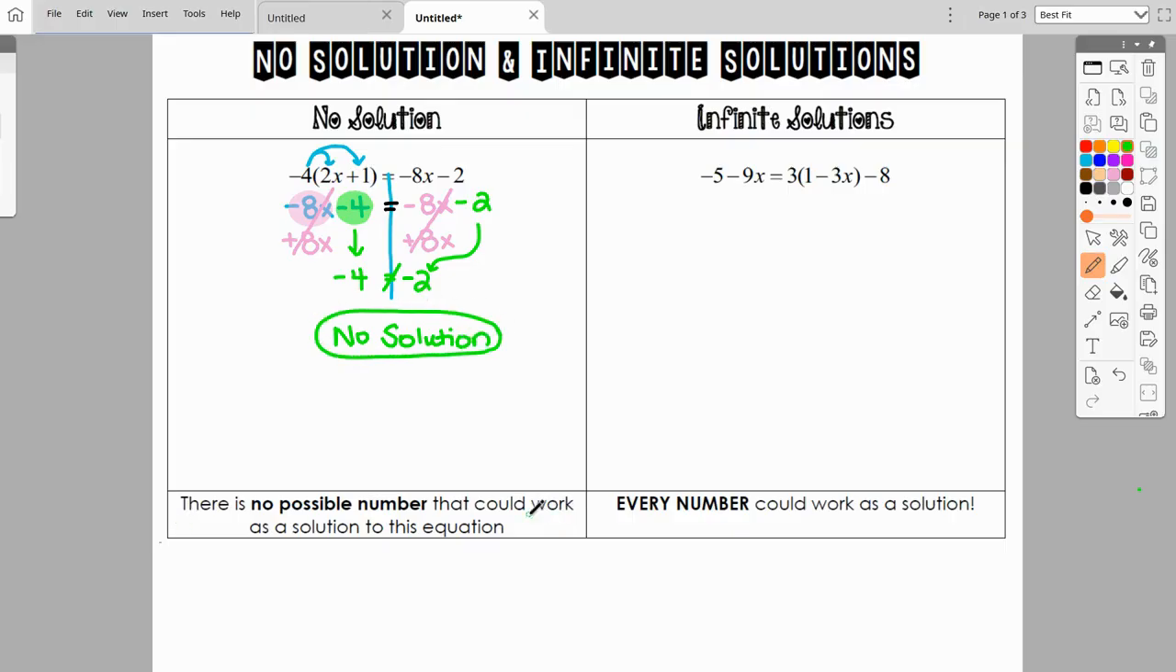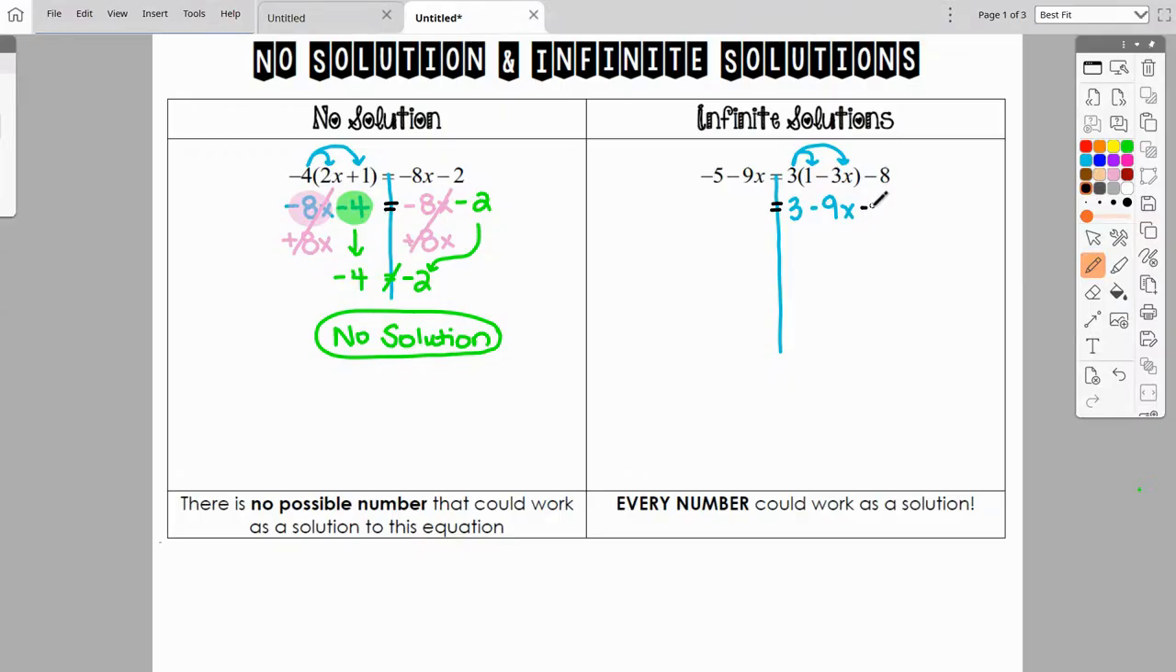At the bottom, I'll just read that there is no possible number that could work as a solution to this equation. That's why we call it no solution. For infinite solutions, let's start the same way by drawing our line here and distributing the 3. 3 goes to 1 and to negative 3x, and distribution requires multiplication. 3 times 1 is 3, and 3 times negative 3x is a negative 9 with x.